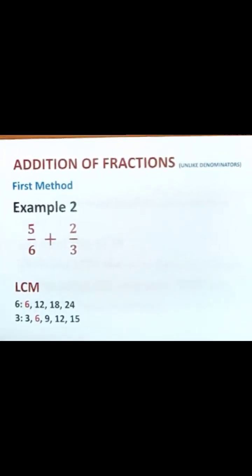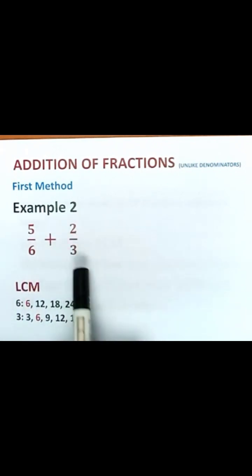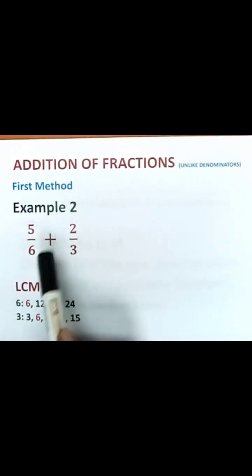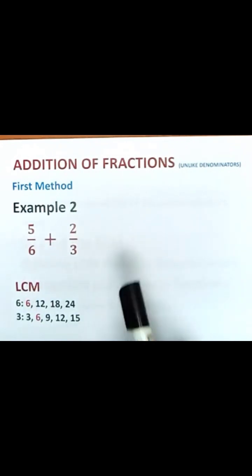So let's take example 2 to drive this lesson home. Remember the steps again. We want to add 5 over 6 plus 2 over 3. These are two fractions. They do not have the same denominator, so you cannot just go ahead and add them like that. And the first step says find the LCM. How do we find the LCM? We've already done that here.